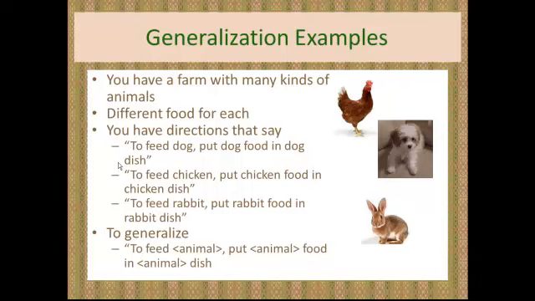Now suppose I ask you, what would be the directions to feed a horse? I would imagine you would say, to feed horse, put horse food in the horse dish. And I think you can see the general statement here, the general instruction to feed some animal: you're going to put the animal food in the animal dish. What we're going to find out later is that animal in a computer program is going to become what we call a variable. And so what animal are we talking about now? Cows. So now we're going to plop cows there in that statement.